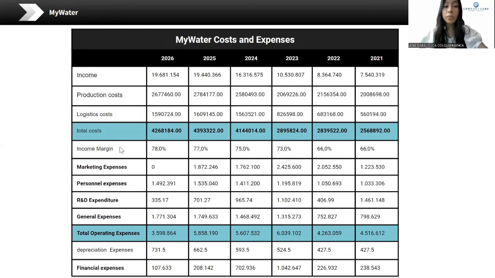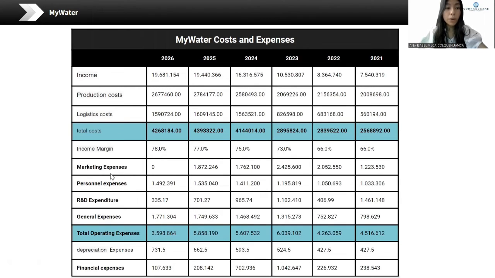Then we have the income margin, which started in the first year, 2021, at 66%, and we finished with 78%. Then we have our expenses. These expenses relate to our generic strategy, which is specialization, where we are focusing on R&D, that is, innovation and technology expenditure. Then we have our general expenses.